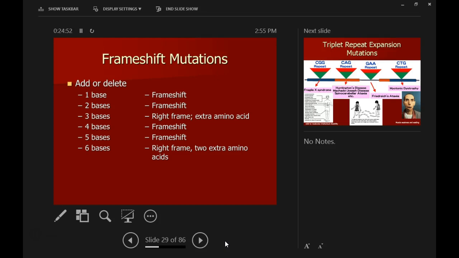Okay. Any questions on those base substitutions, base additions, base deletions?